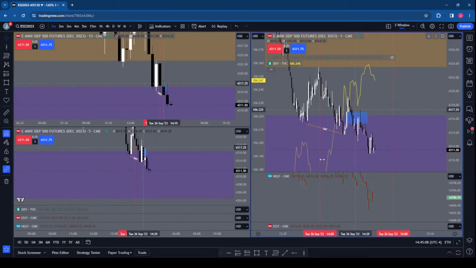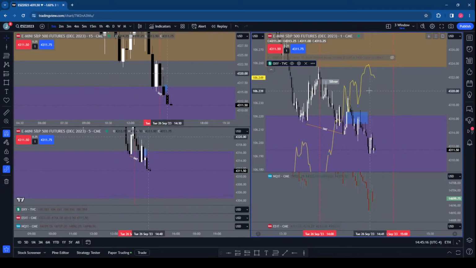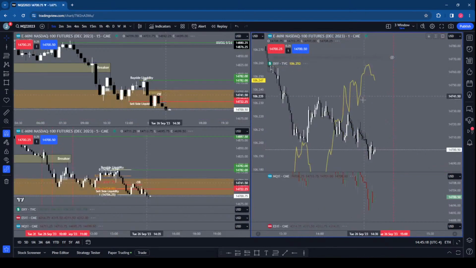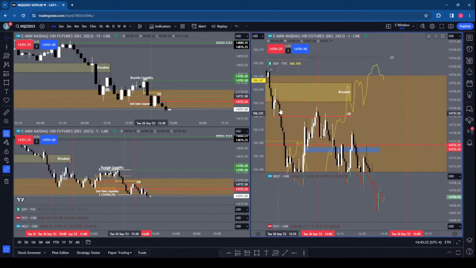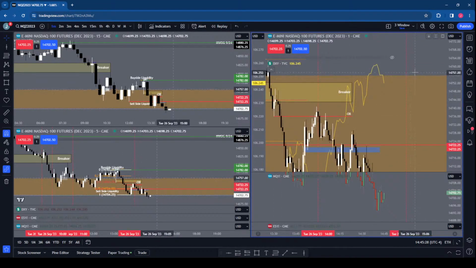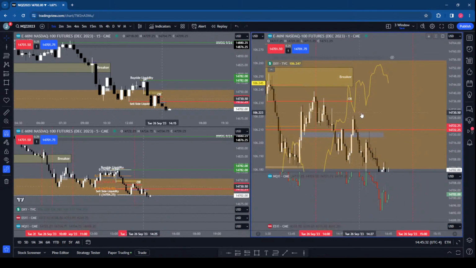I think this would have been a good silver bullet for the session. This fair value gap didn't materialize on NASDAQ, but it did on ES. I was watching NASDAQ at the time. I guess on NASDAQ, the premium array that it hit was this order block. So it came up, tapped the order block twice, and then went down. I was looking for more of a fair value gap to enter in on.